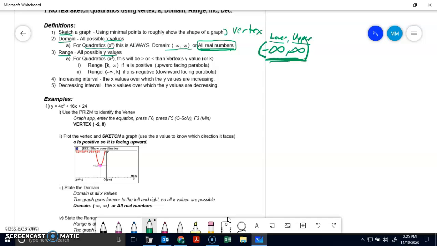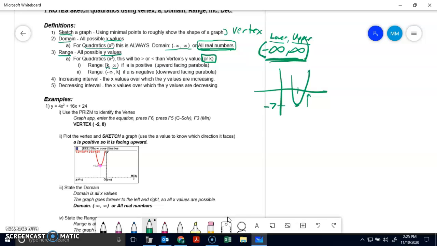Range is all the possible y values. So because we're dealing with y values now, we're going to be talking about y. For a quadratic, it's either going to be greater than or less than a particular number, and that number is the k value. So if I'm dealing with a parabola like this, you know h comma k, maybe this is like 7, negative 7. Everything bigger than negative 7. So it's going to go from that k value to infinity.